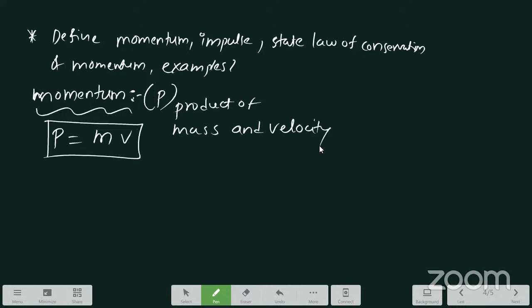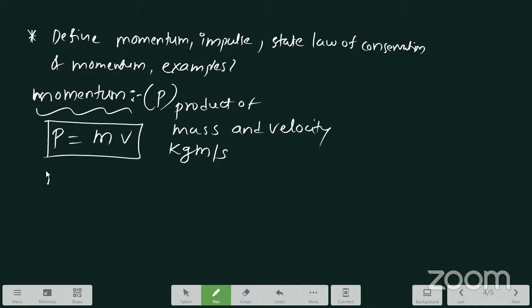What is the actual definition of momentum? It is the velocity associated with a moving body. That is momentum. There are linear momentum and angular momentum. This is linear momentum, simple momentum. P equals mass into velocity, the product of mass into velocity. If possible, write units also: mass in kilogram, velocity in meter per second, so momentum is kilogram meter per second.